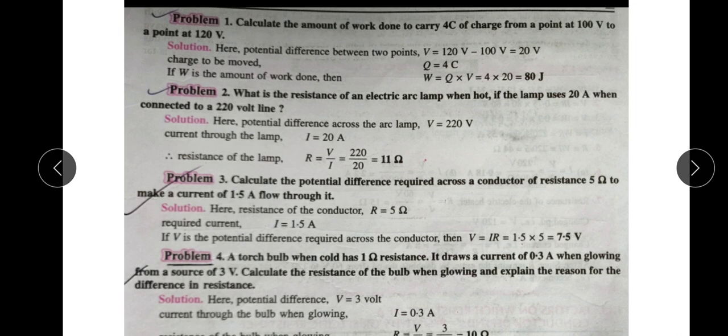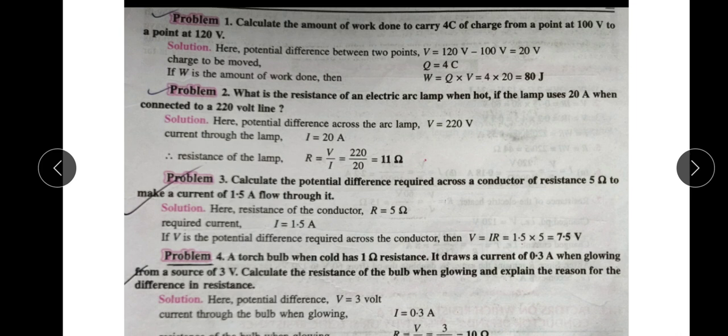Okay, we know that charge Q is equal to 4 coulomb. Coulomb is the unit of charge. If W is the amount of work done, we know that V is equal to W by Q, then W is equal to QV, that is 4 into 20, that is equal to 80 joule. Okay, clear? Then the next problem.